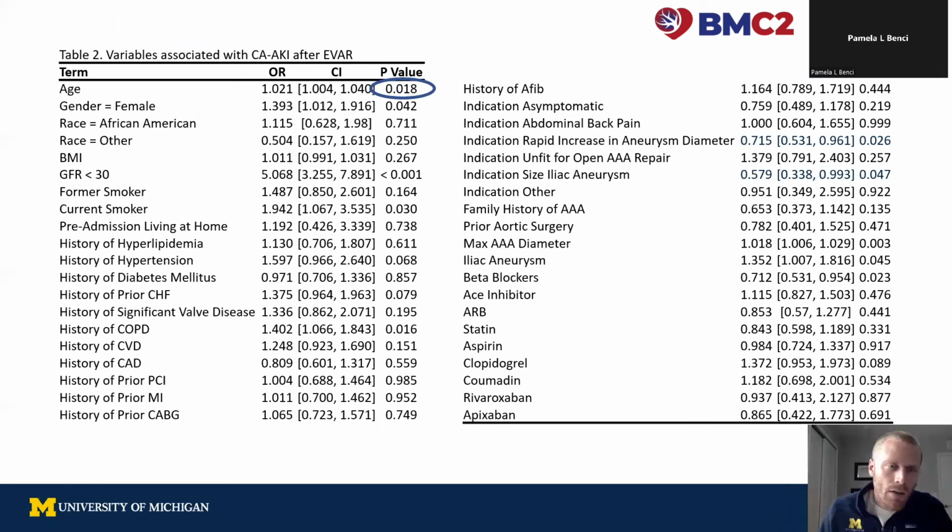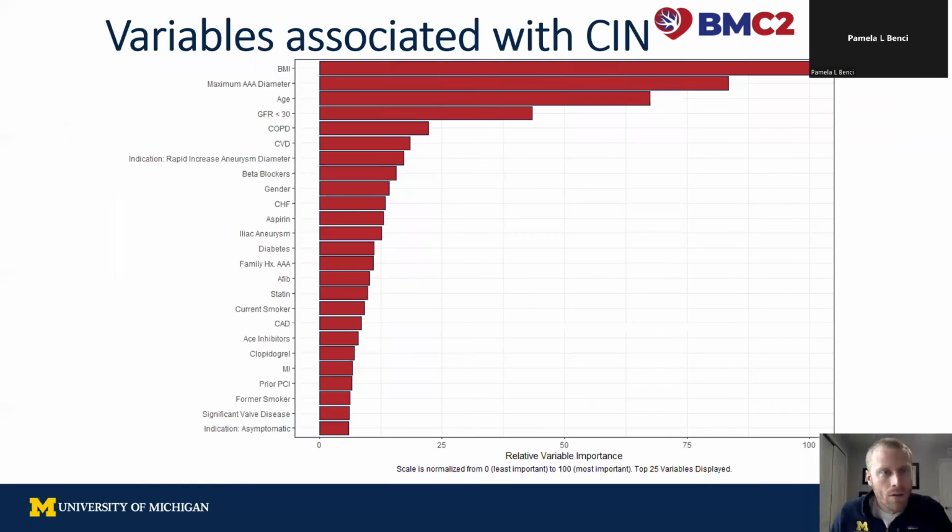And here are the variables that are associated with contrast-associated AKI after EVAR: increasing age, female gender, GFR less than 30, obviously, current smokers, history of COPD, maximum AAA diameter, and then the presence of an iliac aneurysm. Here are the variables from our machine learning model, rather, and here are the variables that are associated with CIN using that model.